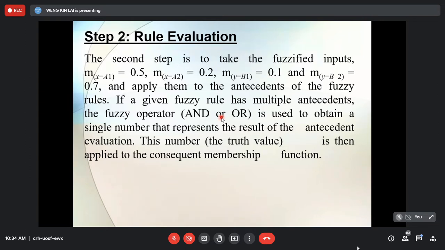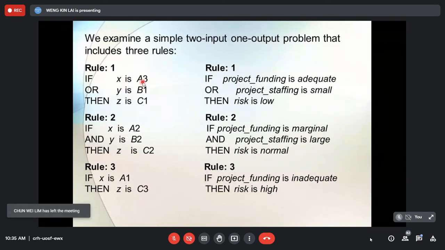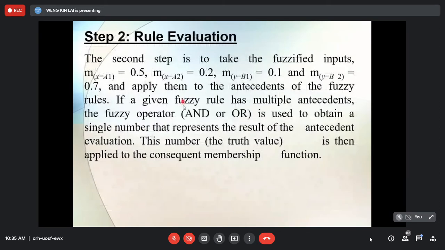So you apply those fuzzy operators, the AND or the OR, to obtain a single number. Using those operators for you to get a single number for the antecedent part. Right? Because when you have two numbers, when you have two values here, like this case, x and y. So we are actually looking at both the inputs, x and y. So how do you combine them? How do you aggregate them? Right? So we aggregate them using the fuzzy operators, and we obtain the single number which represents the result of the antecedent evaluation. You need to combine them to get one value.